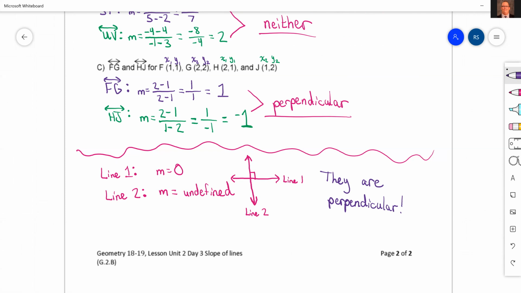So again, that wasn't part of the notes. It wasn't like on the paper, but it'll help you on the assignment. So that's the notes. Stay tuned for the guided practice.